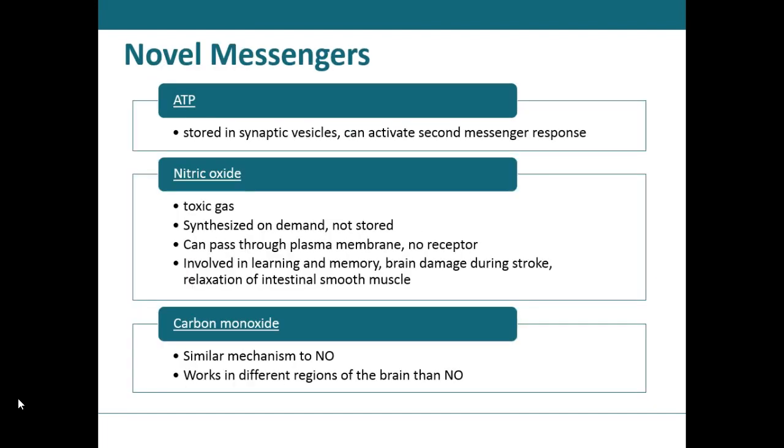ATP is one of the novel messengers that has a role as a neurotransmitter. ATP is an excitatory neurotransmitter in the central and peripheral nervous system. A lot of the synaptic vesicles that contain ATP also contain another neurotransmitter that's released at the same time. Nitric oxide is a toxic gas. We don't store this as a neurotransmitter, but it's synthesized on demand and can be a very powerful vasodilator. Carbon monoxide has a very similar mechanism to nitric oxide, but it works on different areas of the brain.